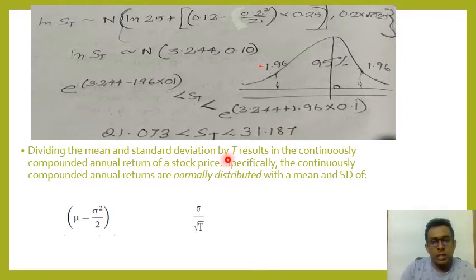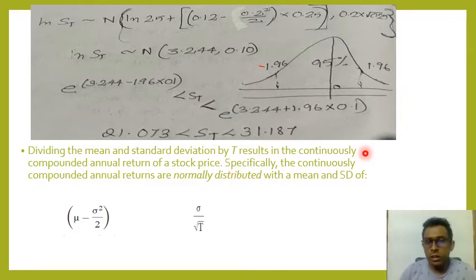What is the meaning of this and how does it work? Dividing the mean and standard deviation by t, the result is the continuously compounded annual return of the stock price. Specifically, the continuously compounded annual returns are normally distributed with a given mean and standard deviation. While doing this exercise, we found that dividing the mean and standard deviation by t results in the continuously compounded annual return of the stock price.